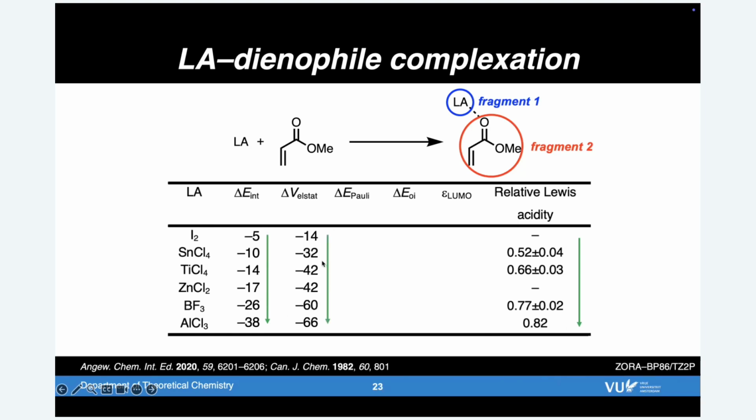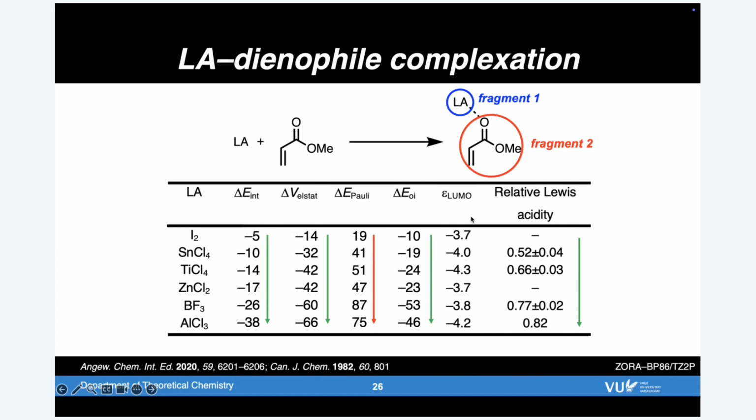And here we see that the electrostatic interaction becomes more stabilizing along the series. Okay, that's nice. The Pauli repulsion becomes more destabilizing. So this is a positive energy. This is unfavorable. But importantly, we have a decent amount of covalent character of this interaction here. So this is our orbital interactions. These are all negative, and they become increasingly negative from our weak to strong Lewis acid. And that'll become very important later on. So try and keep that in mind. We're going to come back to that.